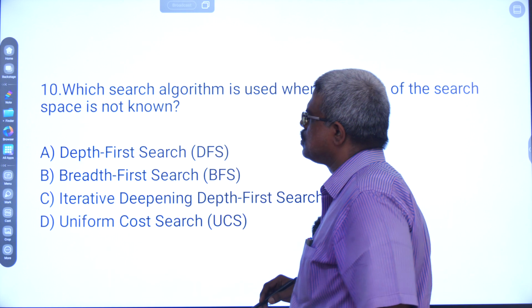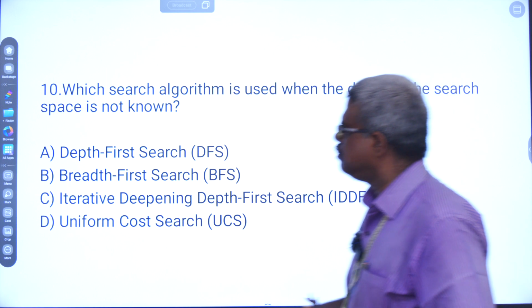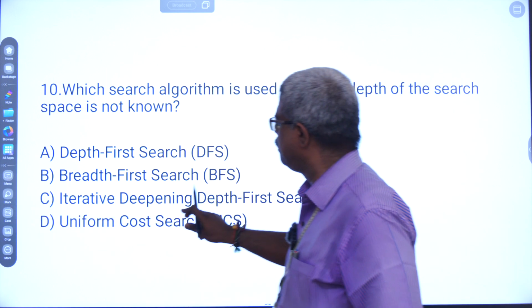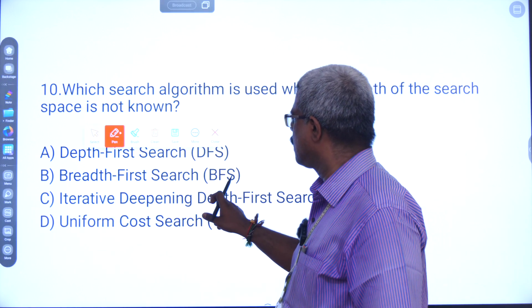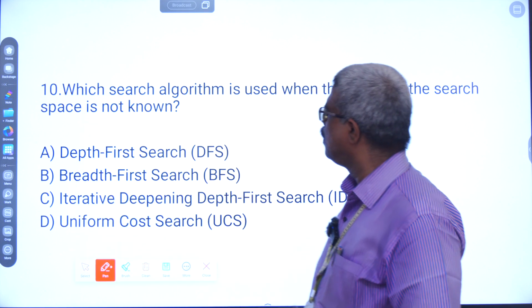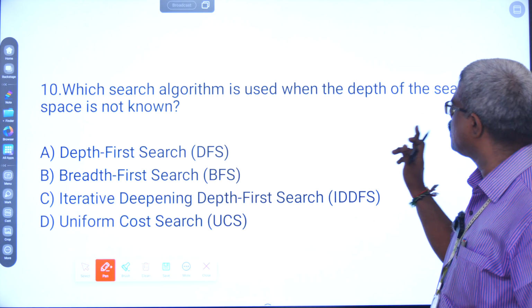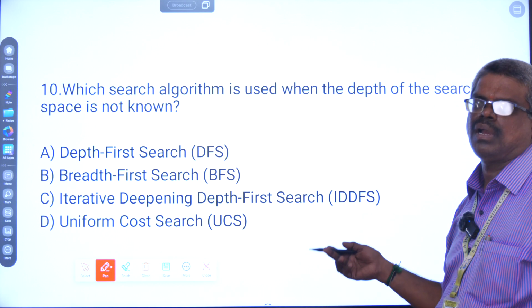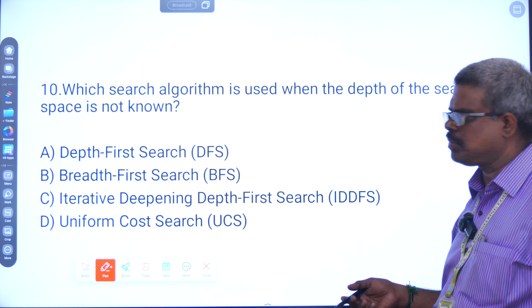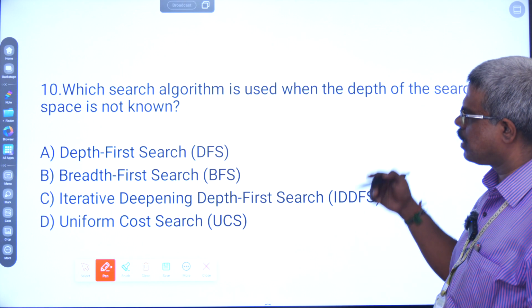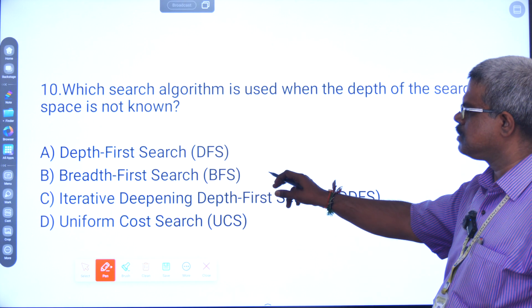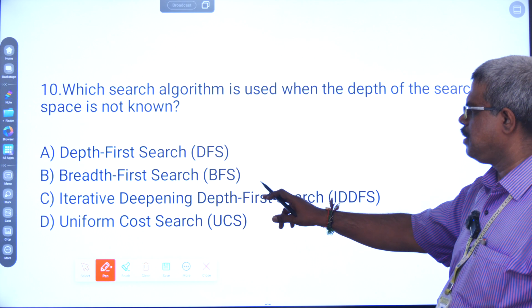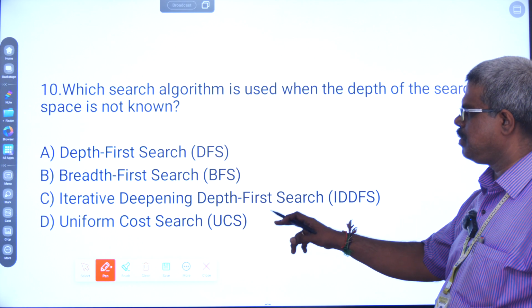And the last, 10th question is, which search algorithm is used when the depth of the search space is not known? When it doesn't know the depth of search, it is by default understood that it is an uninformed search method. Based upon these four categories, first one is depth first search, and breadth first search, iterative deepening depth first search, and uniform cost search.